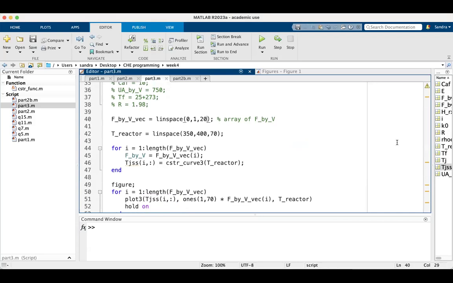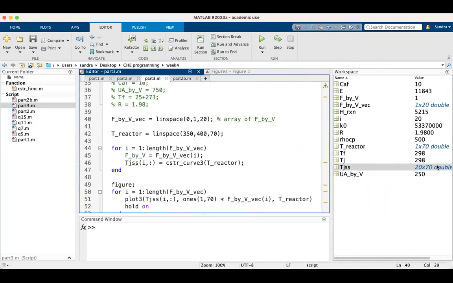20 rows means each row corresponds to an F by V value. So you can see here, the size is 20 rows and 70 columns. 20 rows means each row corresponds to each F by V value, and each column corresponds to a particular T reactor value. So we have 70 data points. So that is why your TJSS will be a 20 by 70.